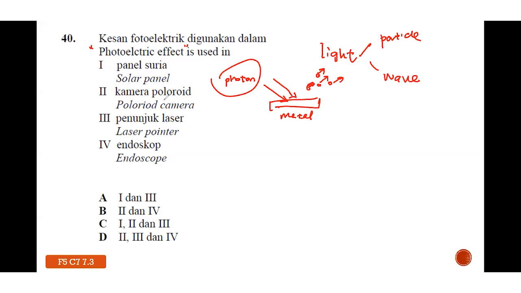We make use of this photoelectric effect in solar panels and also in the laser pointer. But for the Polaroid camera and the endoscope, they still make use of light, but they use light in wave form. So they are not proper, and your answer hence is A.